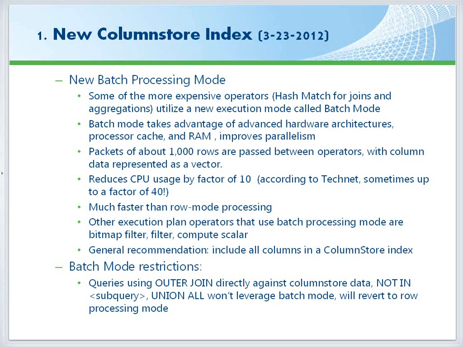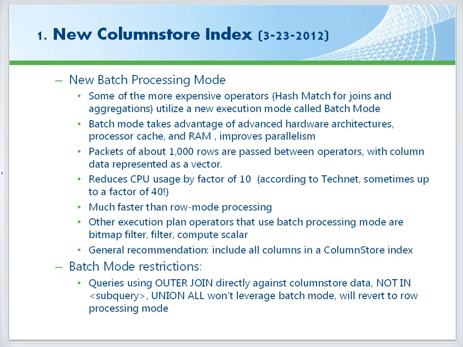And along with the new column store index, we have the new batch processing mode that takes previously expensive operators like a hash match for joins or for aggregations, and can provide increases of, once again, at least a factor of 10 and maybe even up to 40 times faster than before. So a hash match that might have taken a minute can now run in seconds.